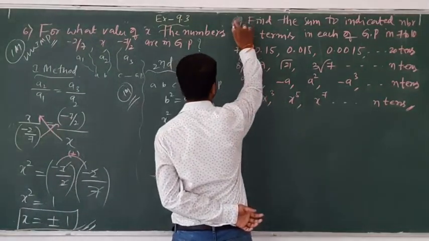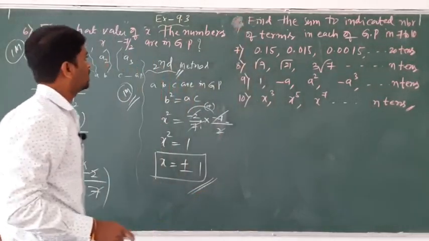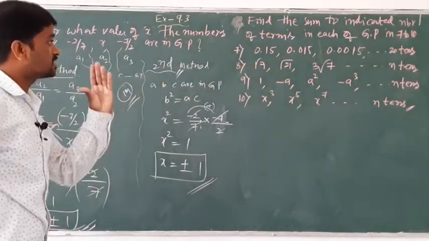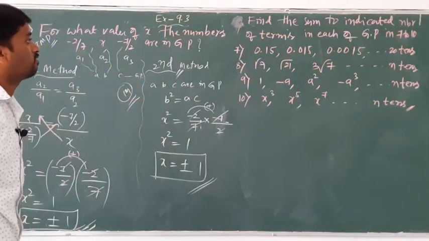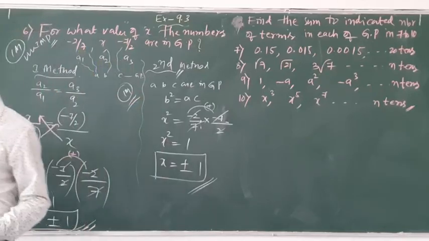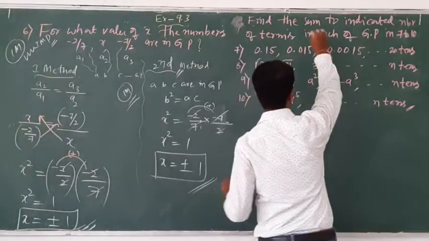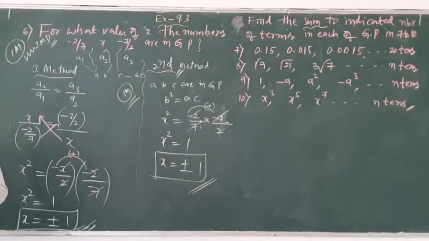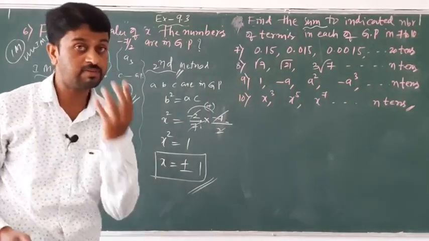Find the sum to the indicated number of terms in each geometric progression, questions 7 to 10 are given. Find the sum. Sum to infinite terms of a GP or sum to n terms of a GP? Sum to n terms of a GP. What is the sum to n terms of a GP formula?